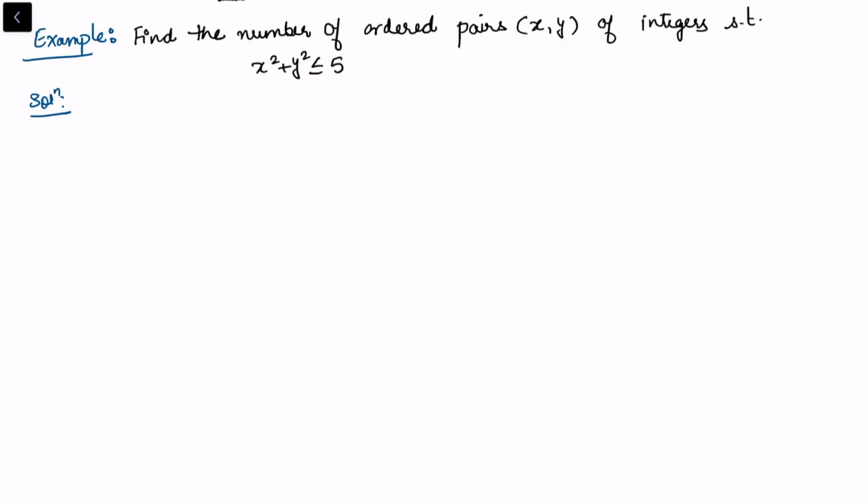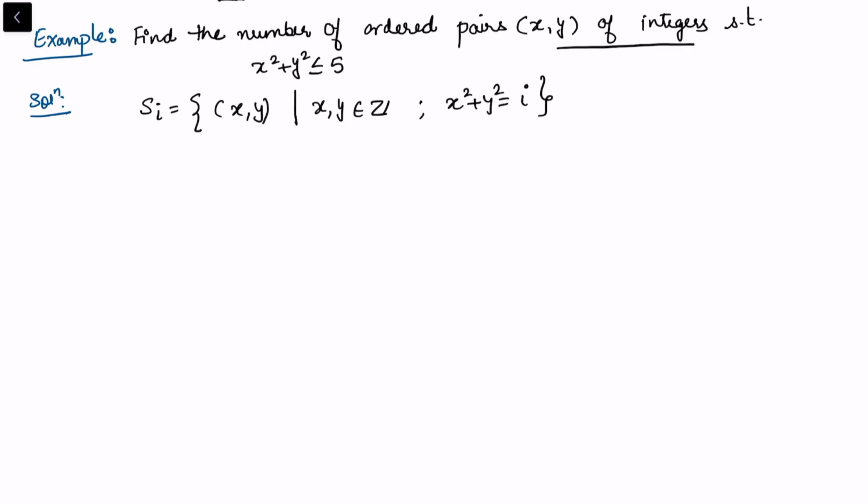Now in this example I want to find the number of ordered pairs x comma y of integers such that x square plus y square is less than or equal to 5. In this case, I want to consider this in the set theoretic form and count systematically. So I'll define a set of pairs x comma y, where x and y belong to integers, such that x square plus y square is equal to i. So the sum is equal to some integer i, and let me call this S of i.